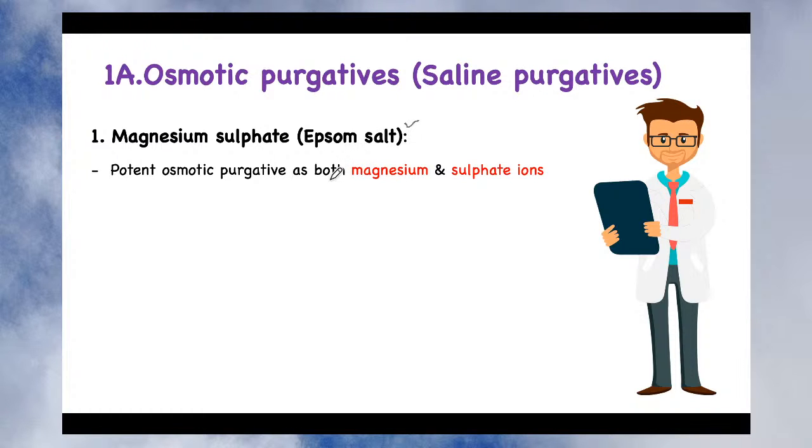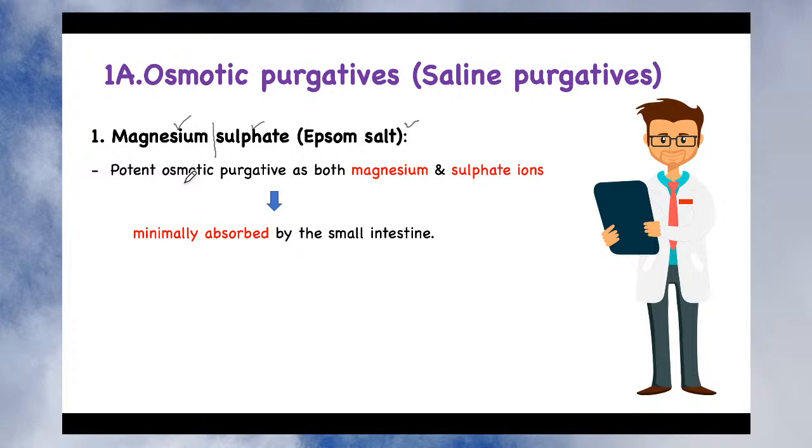Why is it a potent osmotic purgative? Because it has two important ions. One is magnesium, and the second one is sulfate. Both these ions, magnesium and sulfate, have osmotic purgative action, so they produce very good defecation in the patient. They are minimally absorbed by the small intestine.